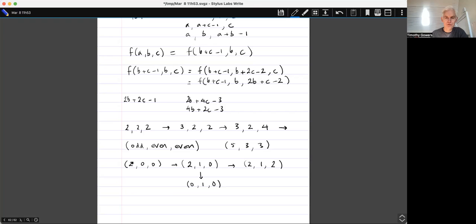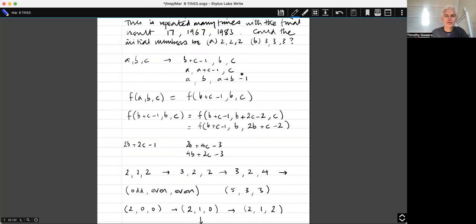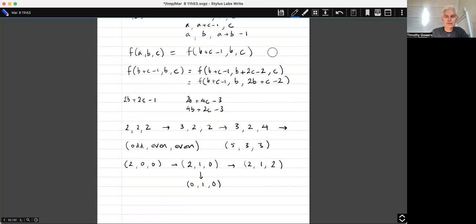So by symmetry, we can get all three of the 2, 0, 0, 0, 2, 0, or 0, 0, 2. We can get 1, 0, 0, 0, 1, 0, or 0, 0, 1. Well, actually, now I want to see what these are mod 3. So 17 is 2, 1967 is 2, and 1983 is 0. So can we get 2, 2, 0? Still something, haven't got it yet.